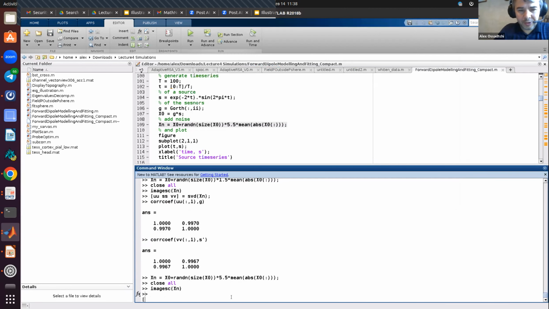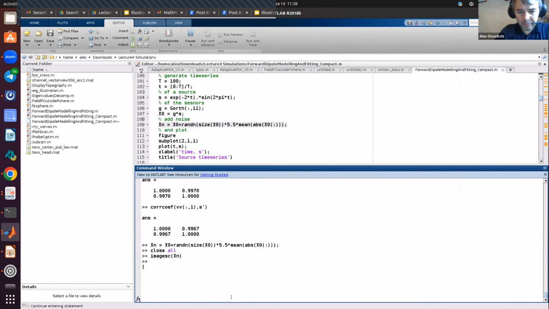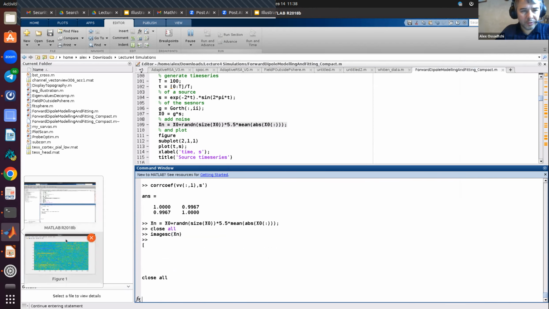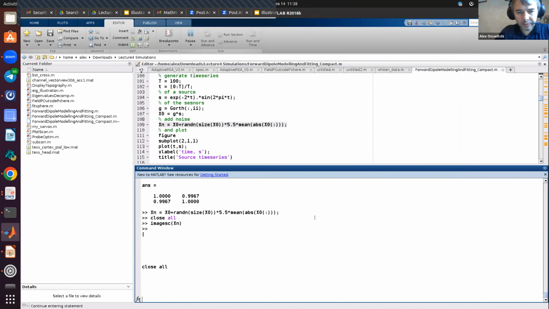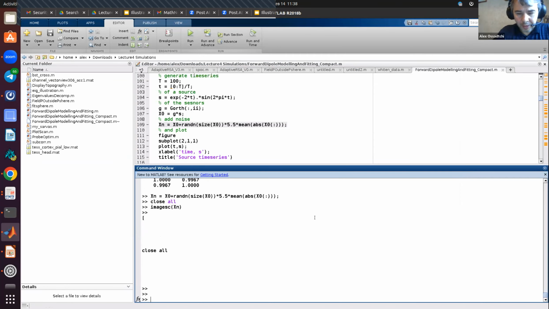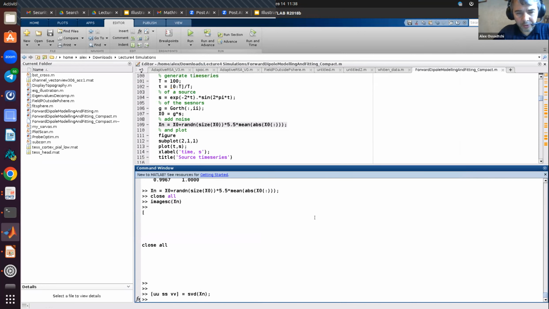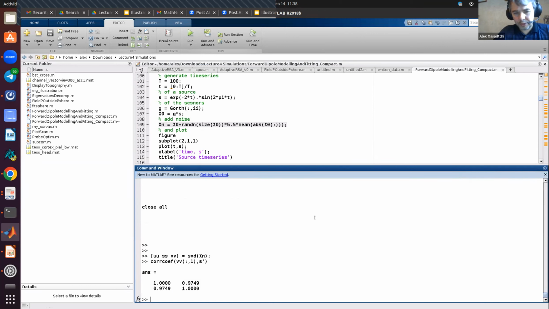And then, sorry, there's something wrong. Let's close it. Yeah, and then let's do again SVD of Xn, and then let's again measure the correlation coefficient. Still pretty high. And then again U and G.